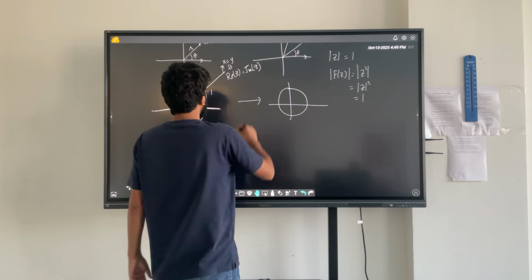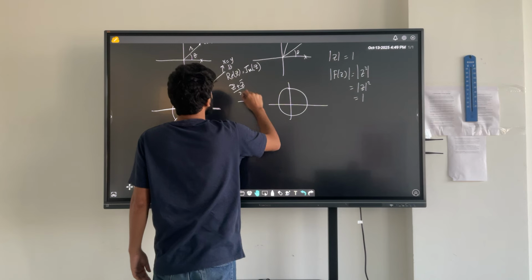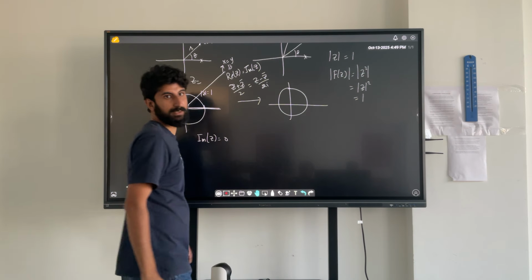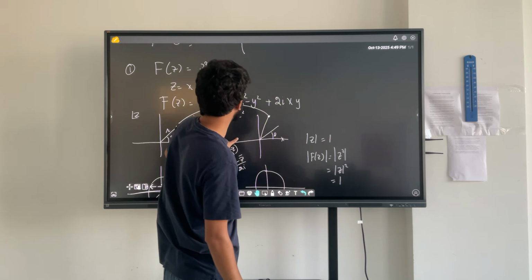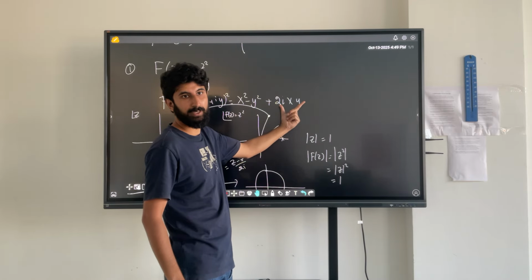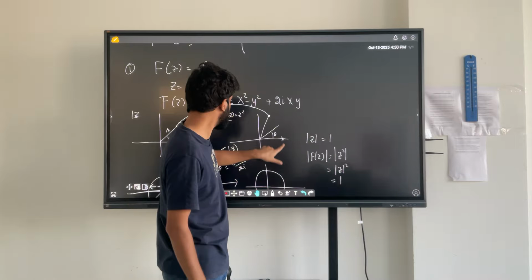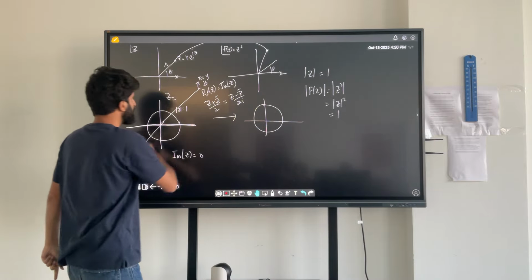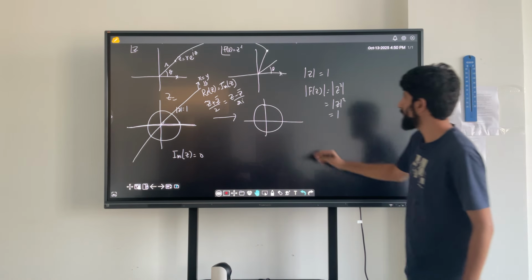How else can I write it? I know x is z plus z bar by 2, y is z minus z bar by 2 iota. This is also the equation of the same line. But let's take x equal to y here. What do I get? If x equal to y, the real part vanishes and we get 2 iota x square. What is that? The imaginary line, the y axis. So this line is mapped here.